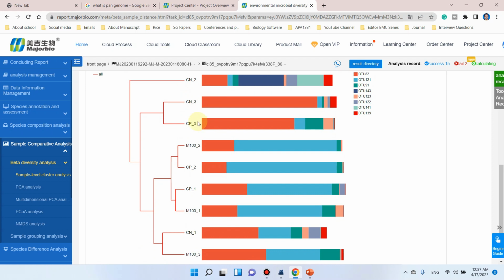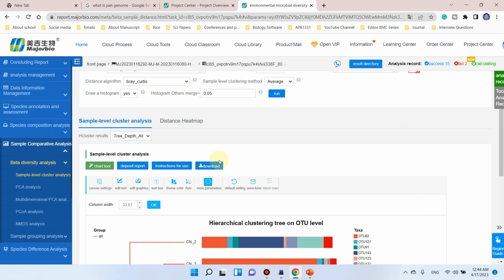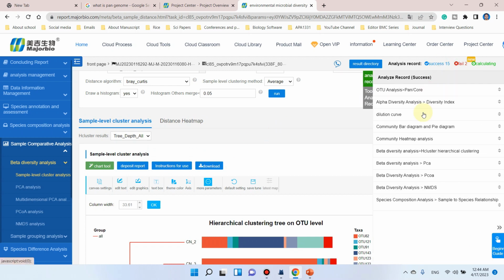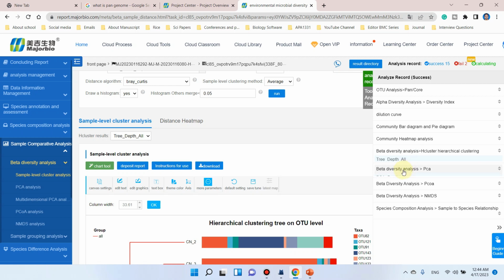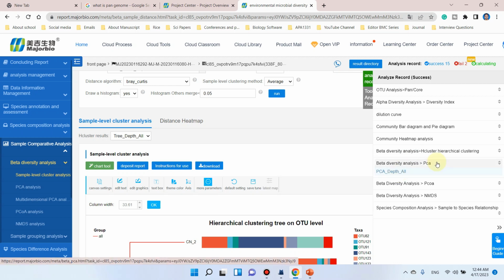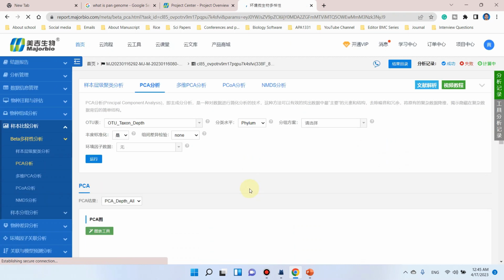So let's move ahead. Now we can move to the next, beta diversity PCA. We know that PCA stands for principal component analysis.